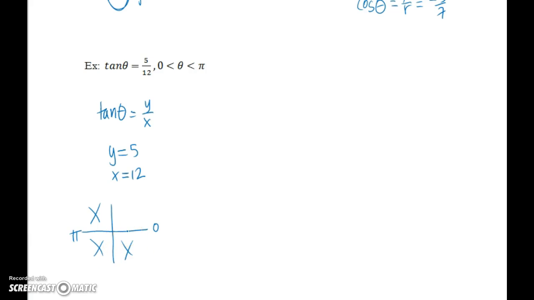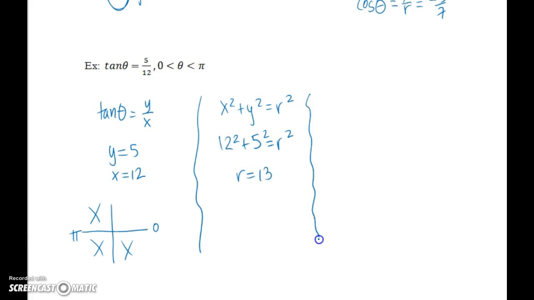All right, let's find r first. So using our relationship, x squared plus y squared equals r squared, replace x with 12 and y with 5. And if you solve for r, you're going to get 13. Now let's use our definitions. So sine of theta is y over r, which is 5 over 13.